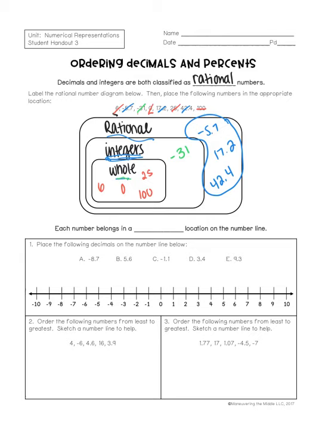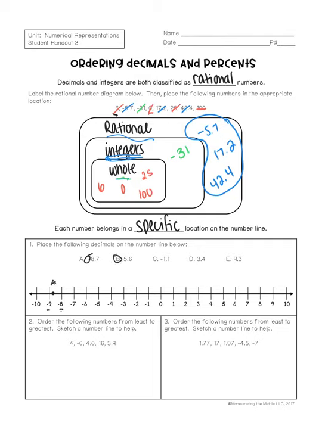Every number belongs in a specific location on the number line. So we're going to place some. A is negative 8.7. So negative 8.7 is going to go between negative 8 and negative 9. Okay? 8.7 would be between 8 and 9, right? But since it's negative, it's between negative 8 and negative 9. So I'm going to place a dot between negative 8 and negative 9, closer to negative 9, because 0.7 is closer to 9 than it is to 8, right? So this is my point A.